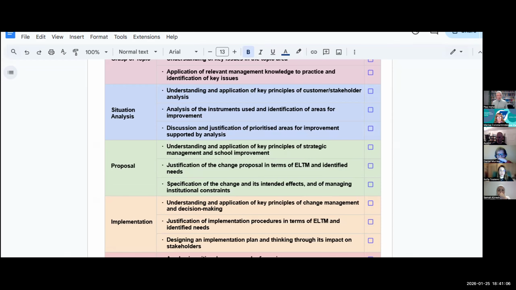Does it make sense to me? And could I implement your proposal with what you've written? Could they take it away and do it themselves? And the answer has to be yes. Very much like when you're writing a lesson plan. When I write a detailed lesson plan, could any teacher pick that up and teach the same lesson? So it's the same idea. We're not asking you to do anything different from what you've already done.